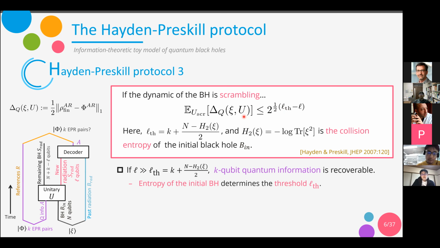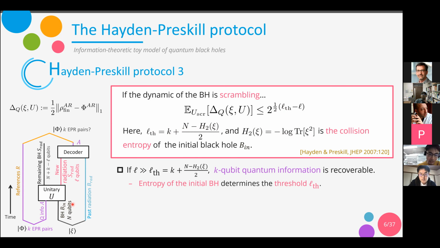And this threshold value is given by this one. So this is (k + n − H2)/2. And k is the number of k EPR pairs that we throw into the black hole. And n is the size of the initial black hole. And H2 of ρ, so this is the so-called collision entropy of the initial black hole. So the definition is simply, we take the trace of ρ squared and we take minus log of that.